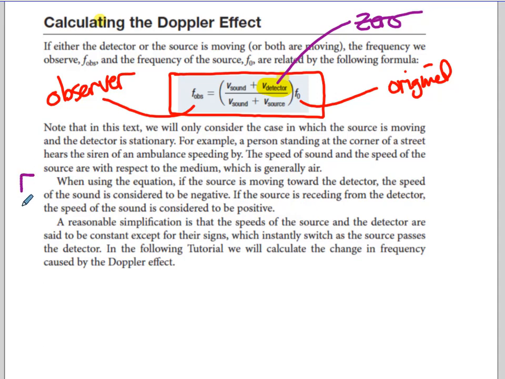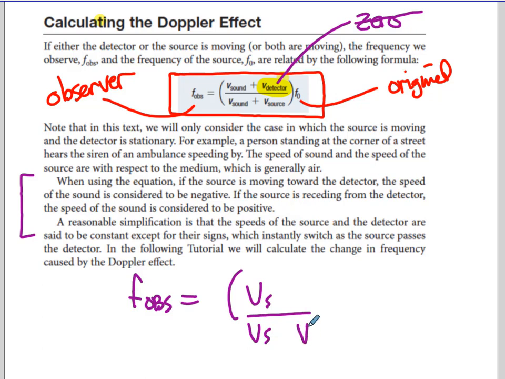I'm going to highlight this little expression here. We'll go back to it in 2 seconds, but this is not the way I learned, so I want to just go through this. The frequency that's observed is equal to v sound over v sound, and I'm not going to put a plus or a minus in there, and then I'm going to put the source, and then I'm going to put the original frequency.